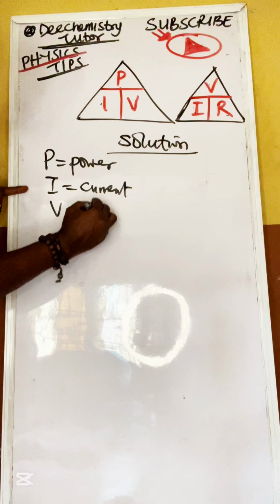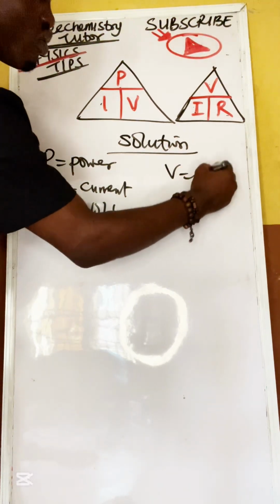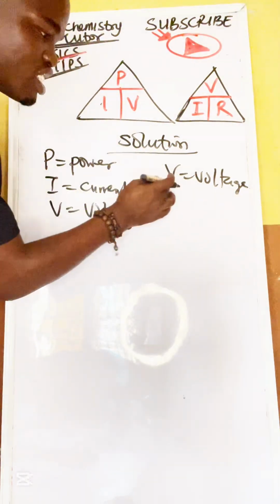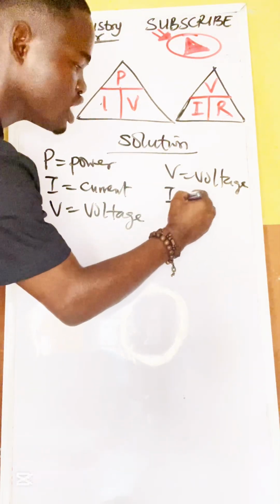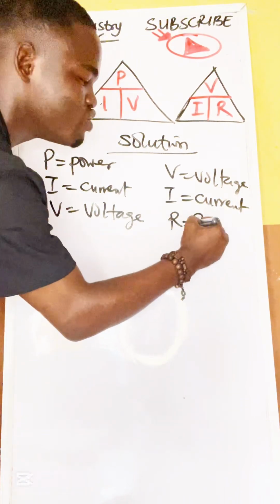The V here means what? Voltage. Okay. Now, V here also means voltage. Please note, this is voltage. Now, the unit is volts. The quantity itself is voltage. The I here means what? Current.